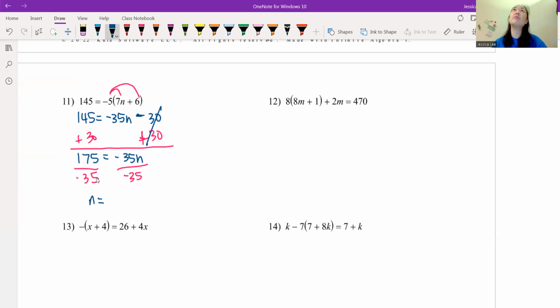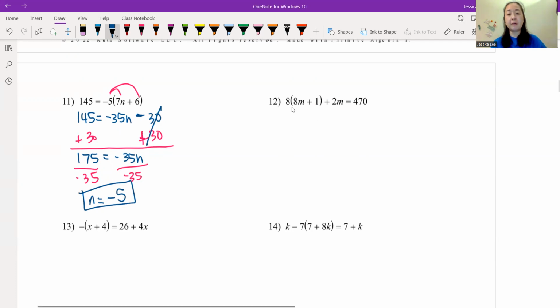1, 2, 3, 4, 5. I'm going to say maybe 5, 6. No, probably 5. I'm pretty sure it's an odd number. 175 divided by 35. Oh yeah, 5. There we go, I was right. So this is going to be equal to negative 5, right? Why is it negative? Because only one of those was negative.